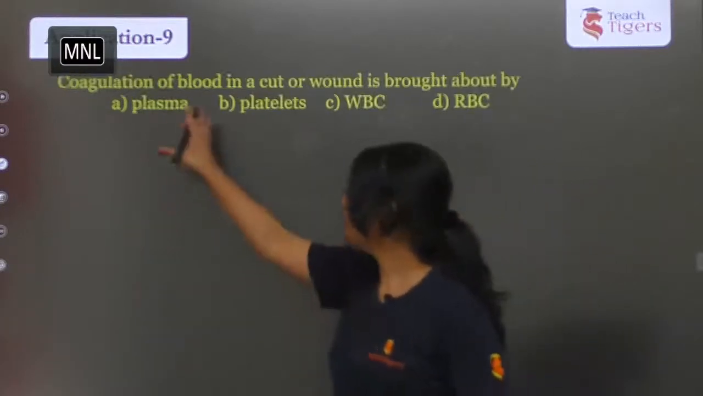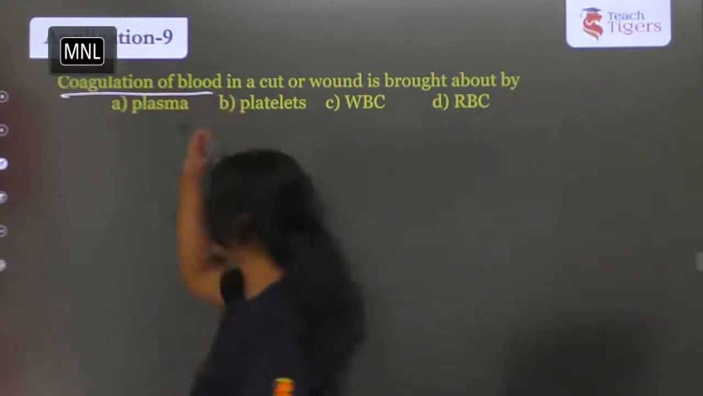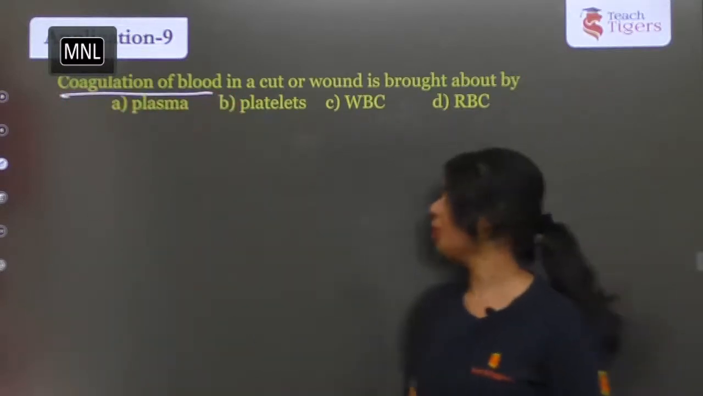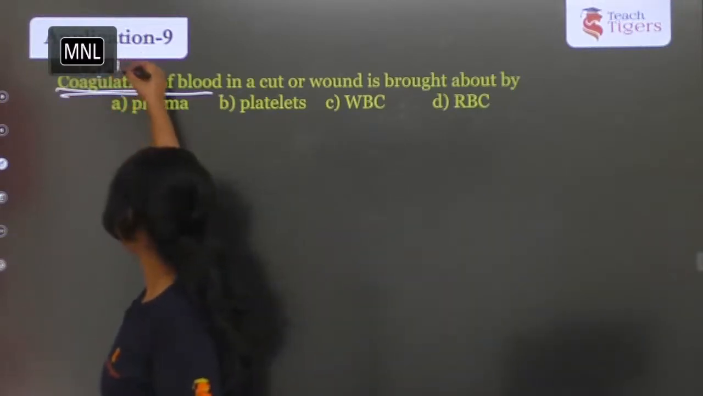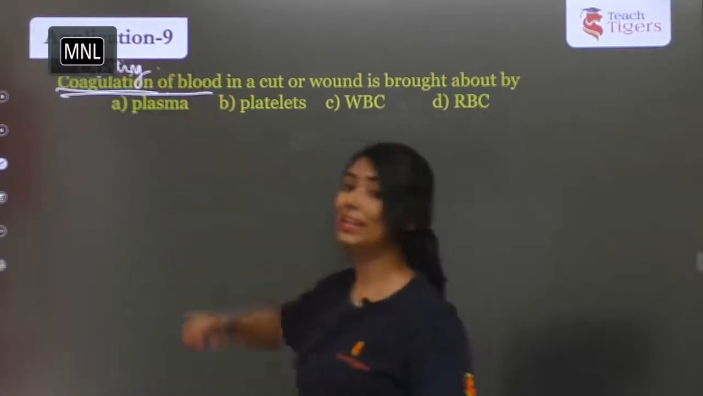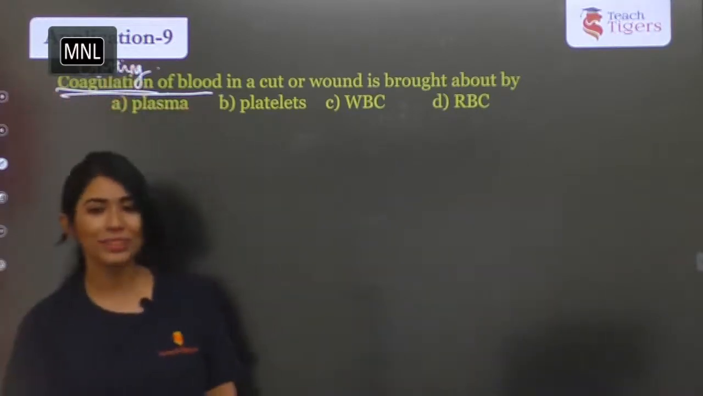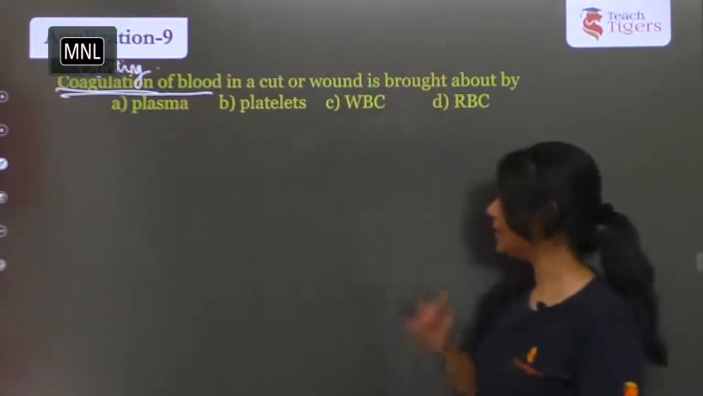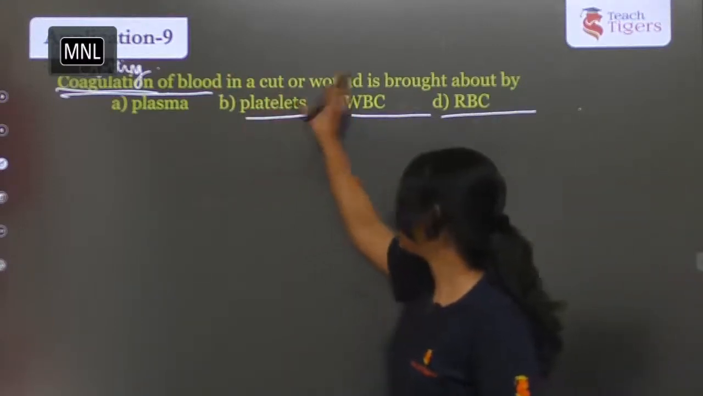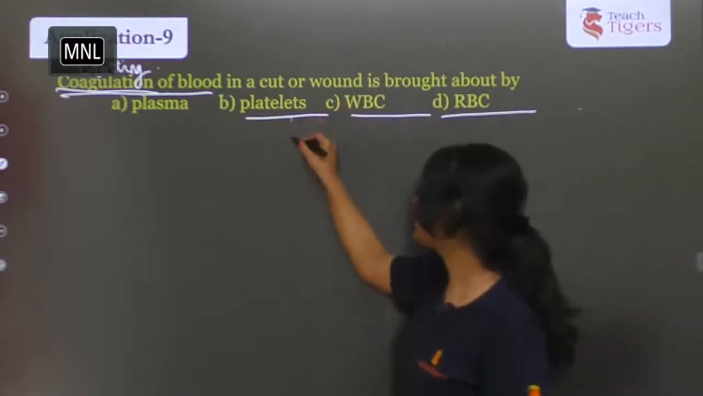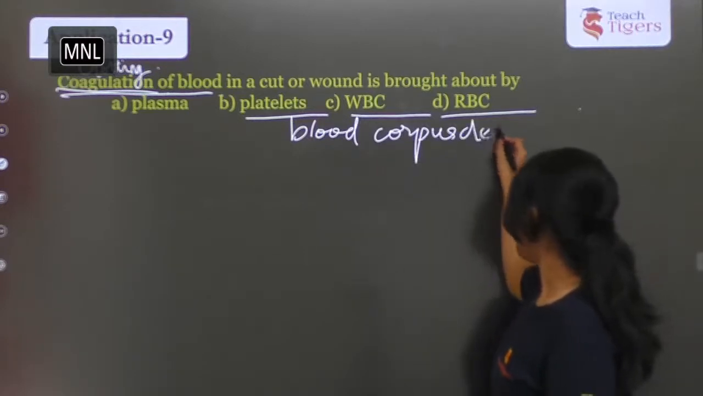Next, coagulation of blood in a cut or wound is brought about by. So what is coagulation of blood? Coagulation, what do you understand by coagulation? Coagulation means clotting of blood, okay, the stoppage of bleeding. So what is responsible for bringing about this function in our body? Now if you look at these options carefully, there are platelets, WBC and RBCs, right? So platelets, WBC and RBCs are known as the blood corpuscles, okay, or the blood cells of the body, right?